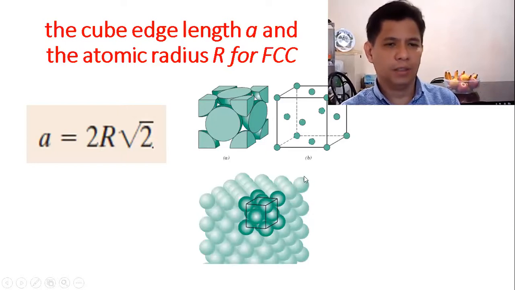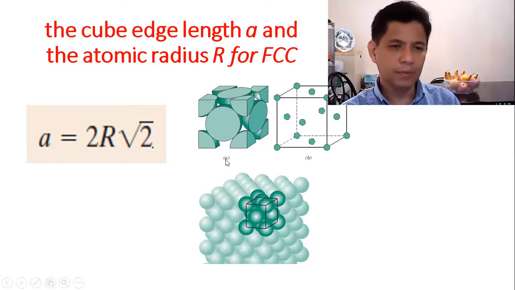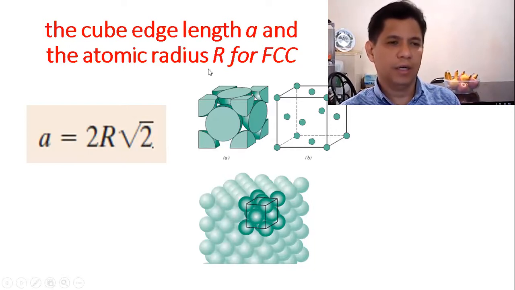Okay. So generally this is characterized by, kasi it's a cube, so by the length of the side of the cube. So this is A. This is the length of the side of the cube from this atom to that atom. This is defined as the length of the cube A. So the cube edge length A and the atomic radius R. The atomic radius is the diameter of the atom divided by 2. That's the atomic radius. Okay.